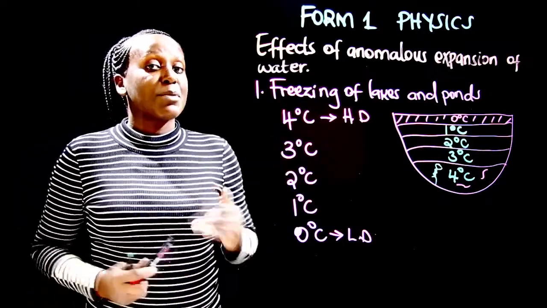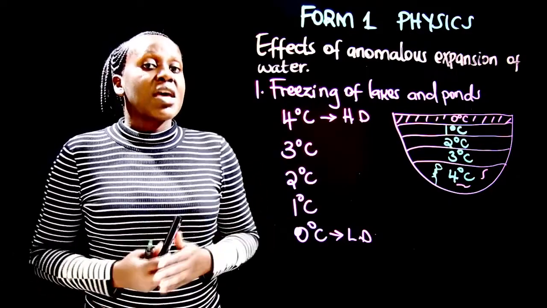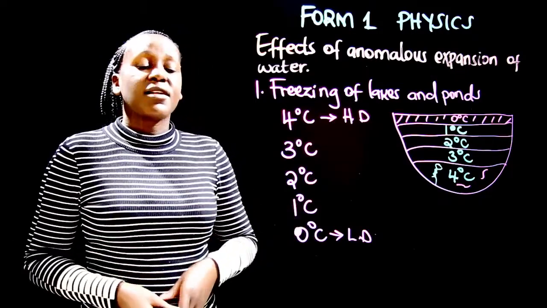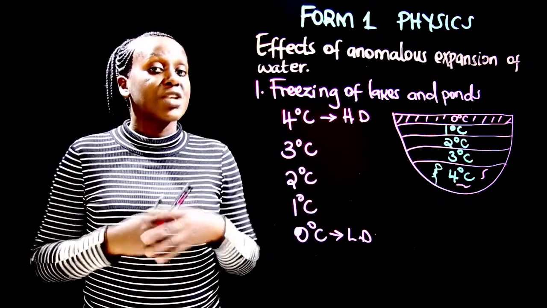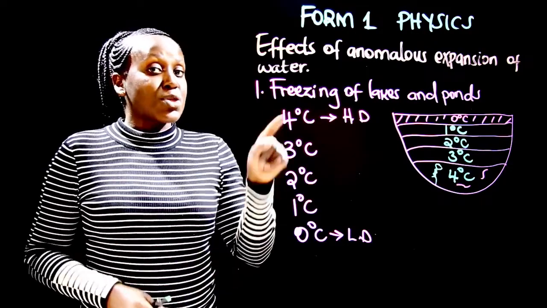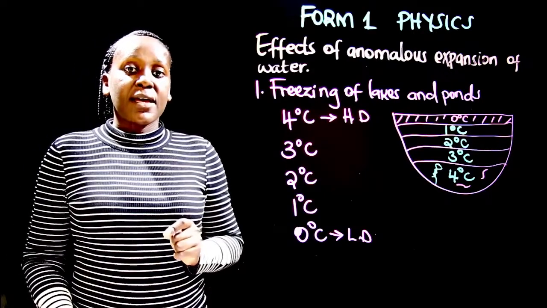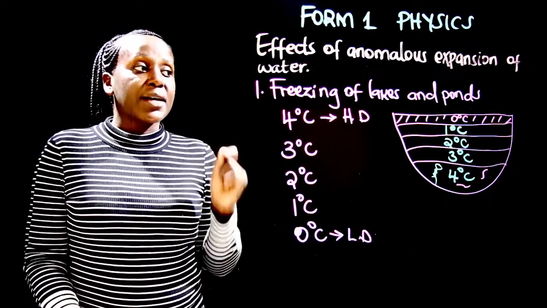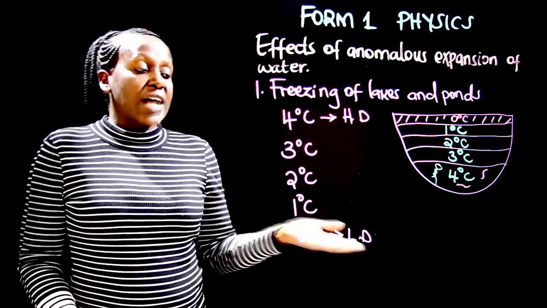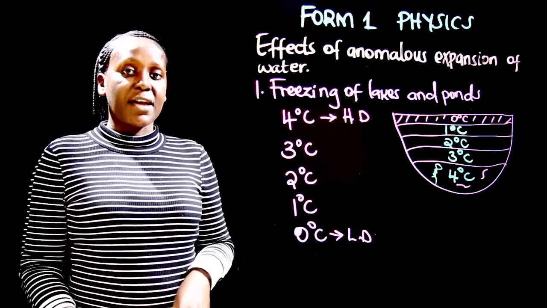Now, their survival would not be possible if water did not behave abnormally. Because if it behaved normally, then when it is cold during winter, all the lakes and the ponds would freeze and the aquatic animals and plants would die. So this is an advantage. It is an advantage that water behaves abnormally because during winter, when the lakes and the ponds freeze, the water at 4 degrees Celsius settles at the bottom and is able to support the aquatic life.